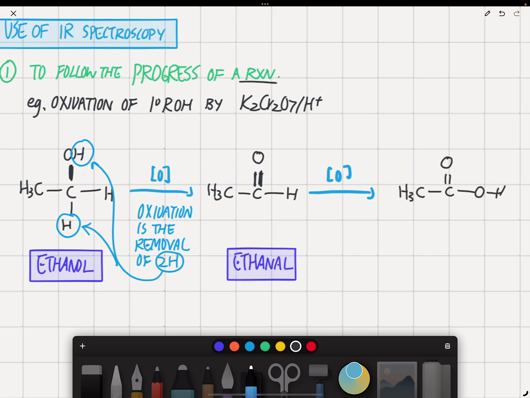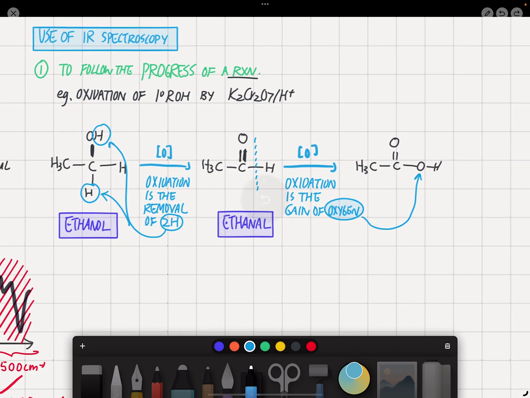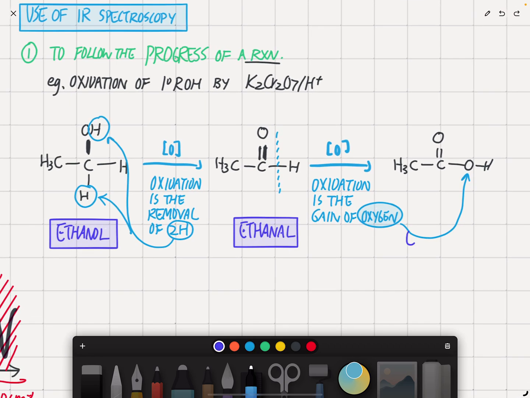Here we are using another definition of oxidation, that being the gain of oxygen. So where did that oxygen go? We stick it between the C and the H. It's just as if we took out a saw, we cut between the C and H in the middle, and we insert an O in between them. So that's how you get the ethanoic acid on the right.